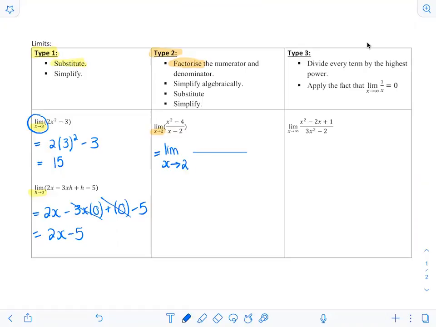I factorize the numerator. That's difference of 2 squares. So it factorizes to x plus 2 times x minus 2. And now these two brackets can cancel out. And all that's left is the limit x approaching 2 of x plus 2. Now I can substitute. And the moment I substitute, the limit disappears.